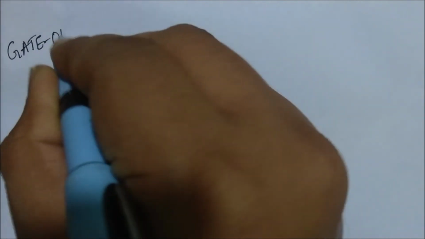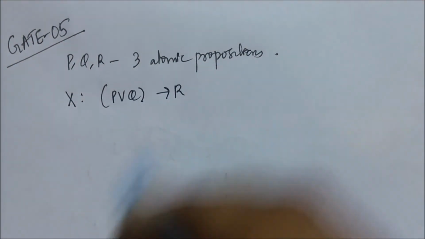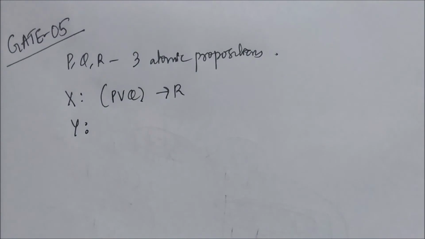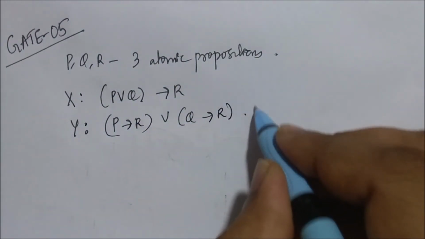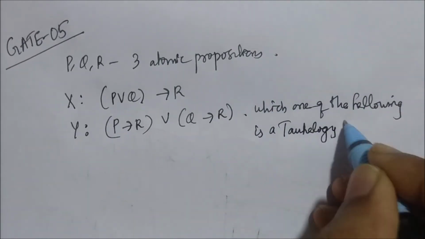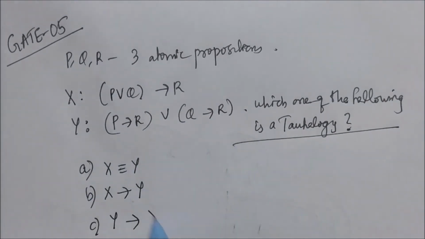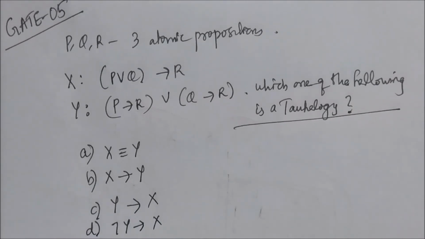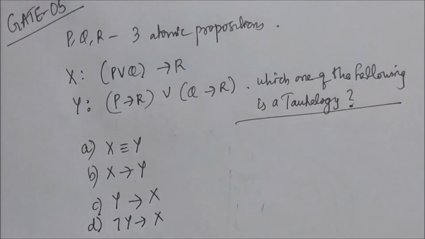Okay, let's look at the question that appeared in GATE 2005. P, Q, R are three atomic propositions. X denotes the statement P or Q implies R. Y denotes the statement P implies R or Q implies R. Now, which one of the following is a tautology? X equivalent to Y, X implies Y, Y implies X, not Y implies X. These are the four options and we have to pick one among them. We have to see which one is a tautology here.